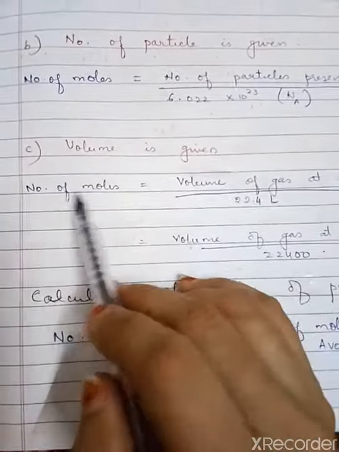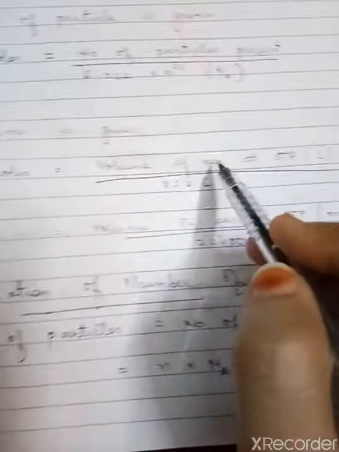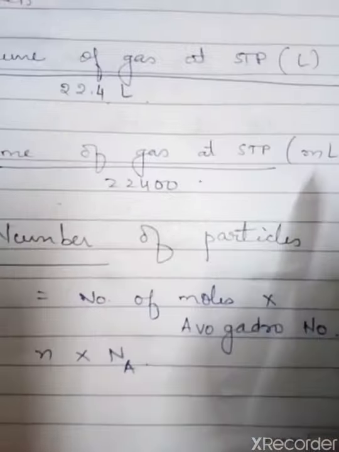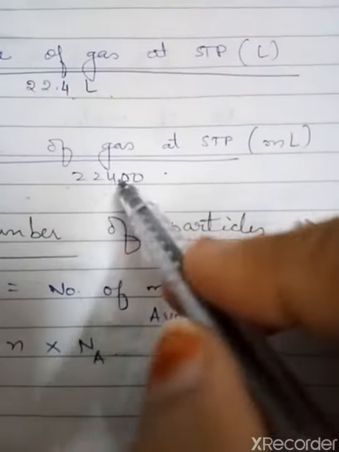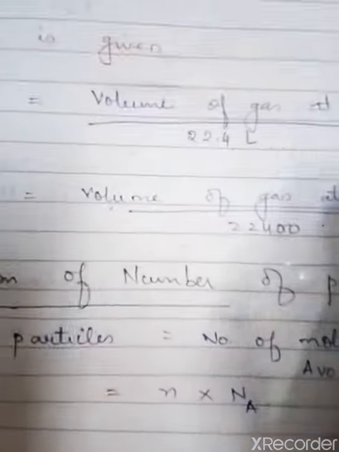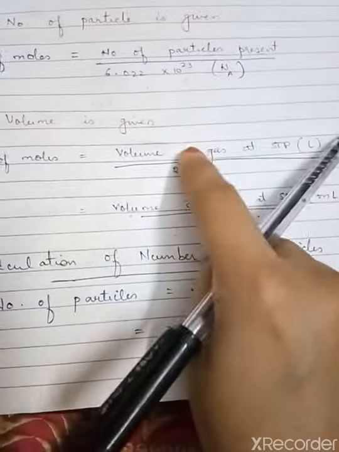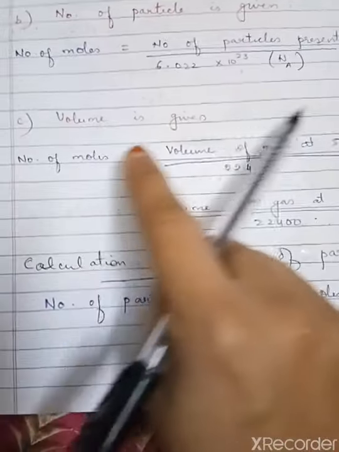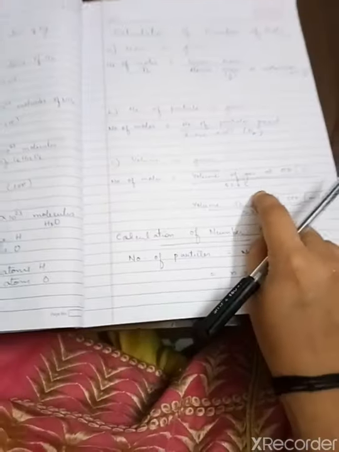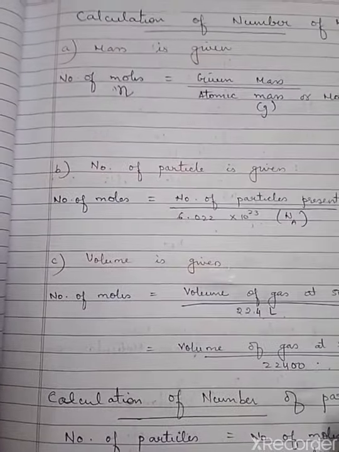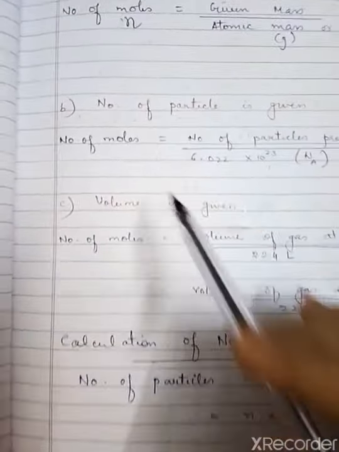If volume is given, number of moles is equal to the volume of the gas at STP upon 22.4 liter, or volume of the gas at STP in milliliters upon 22,400 milliliter. So 22.4 liter is equal to 1 mole. So X volume will have how many moles? X upon 22.4 into 1. So this is how you get the number of moles if mass, particles, or volume is given.